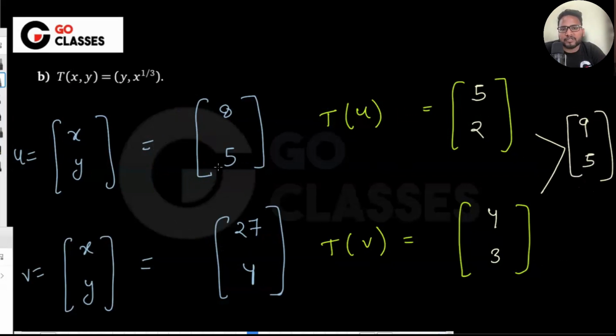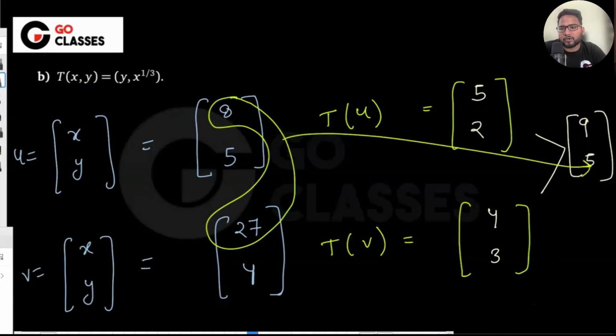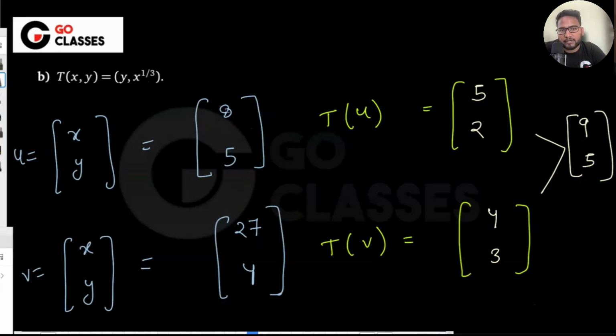Okay. If you first add them, which means 8 and 27, then it will be whatever it will be. Is it 5? Ultimately it has to lead to 5 because the coordinates are reversing. If you add them and then take the transformation, is it 9 and 5? No, right? So that's why it is not a linear transformation.